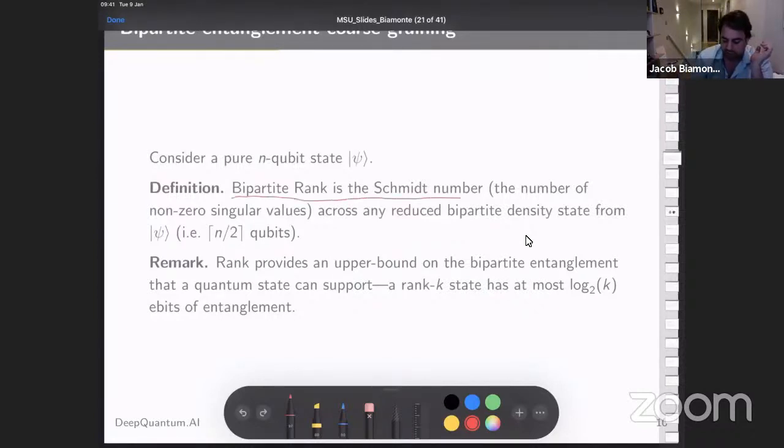Bipartite rank is the Schmidt number, the number of non-zero singular values across any reduced bipartite density state of n qubits. So you chop it in half and you say, okay, the bipartite rank is just the number of, there could be some cutoff, how many singular values are relevant? And rank provides an upper bound on bipartite entanglement that a quantum state can support. A rank K state has at most log2 K E-bits of entanglement.